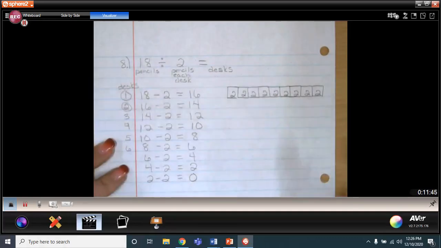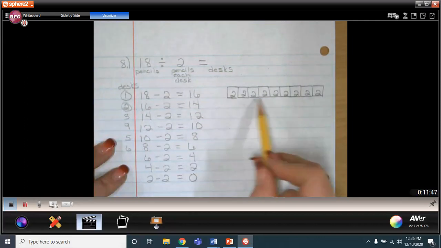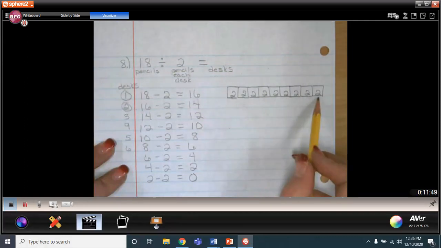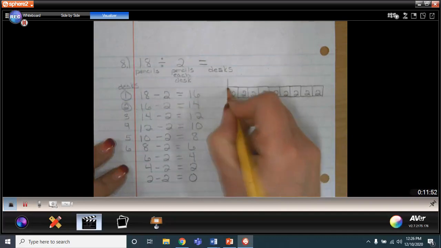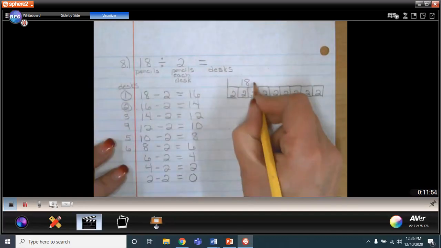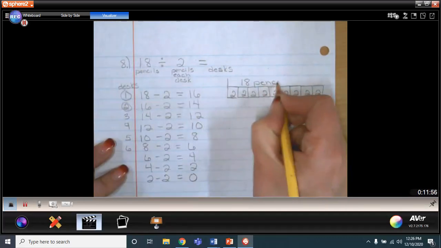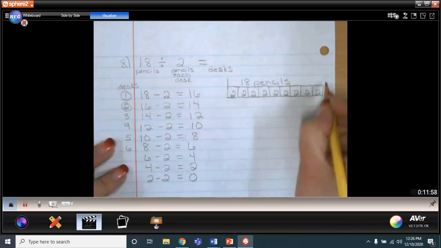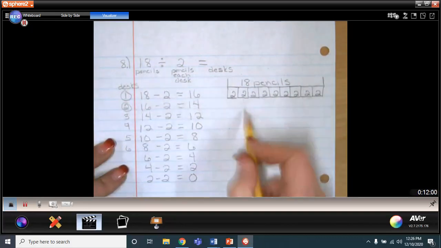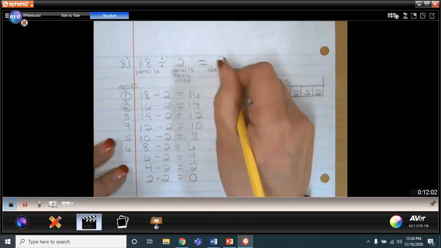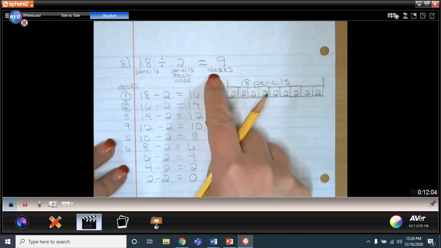Now, how many desks do I have? 1, 2, 3, 4, 5, 6, 7, 8, 9 desks. So, when I took these 18 pencils and I grouped them into groups of 2, I had 9 groups of 2. Those are my desks. So, my quotient is the desks.